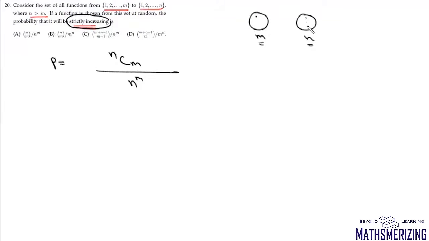Now once we have selected these m elements, then we have to map them in an increasing order. So there is only one arrangement possible for all these numbers. So this probability will simply be nCm upon n to the power m, and that's your option number A.